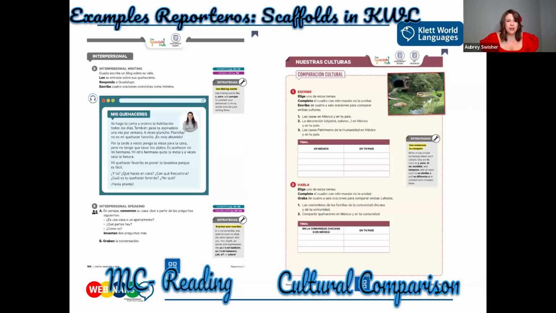Yeah. And then again, cultural comparison, this Nuestras Culturas portion that's at the end of every part of the chapter really has students hone in on looking at Mexico versus their own country, right? In a Chicana community versus in your country. It's allowing students to have that time to think. And again, the estrategias that go alongside what we're asking students to do here are so helpful and so necessary for kids as a scaffold in these lower levels.